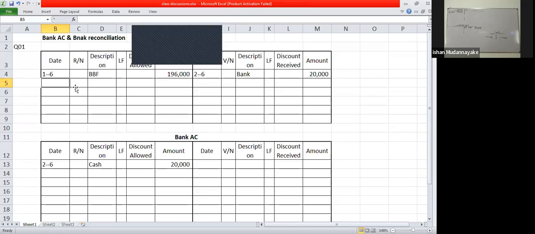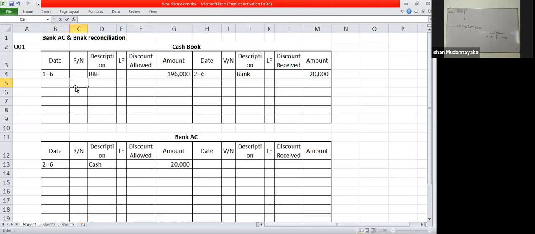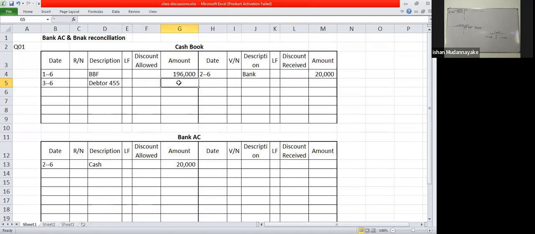Here I have 3rd June. Received a check, check number 455 from the debtor. In front of it, write down check number 455, and then the received amount, 11,000. Received amount 11,000.